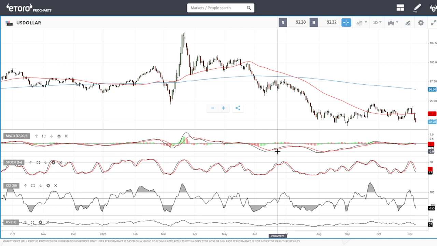Welcome back. We are here on eToro looking at the commodities market and the precious metals market. And this is going to be my daily forecast for November 9th, 2020.